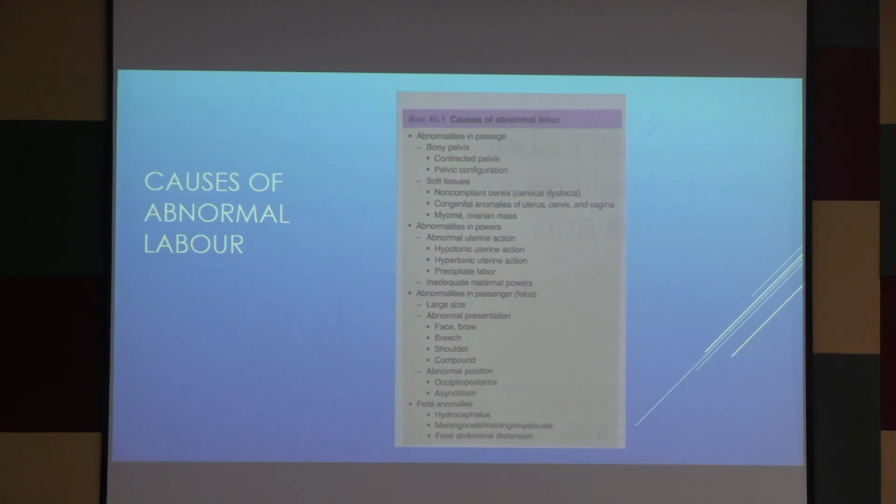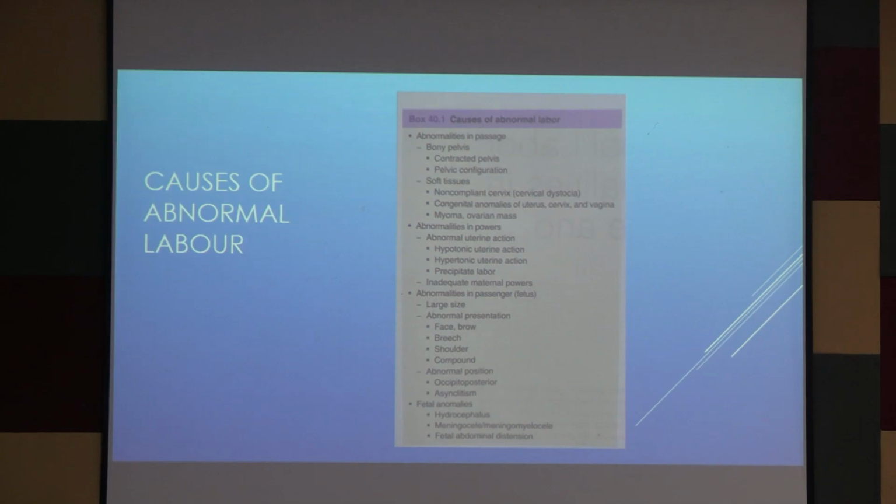Abnormalities in power. Abnormal uterine action, that is hypertonic or hypotonic uterine contraction or irregular uterine contraction. Hypotonic uterine contraction, hypertonic uterine action and precipitate labor.